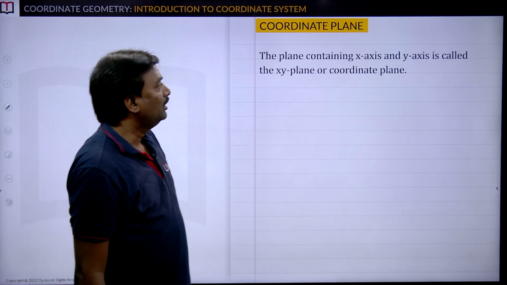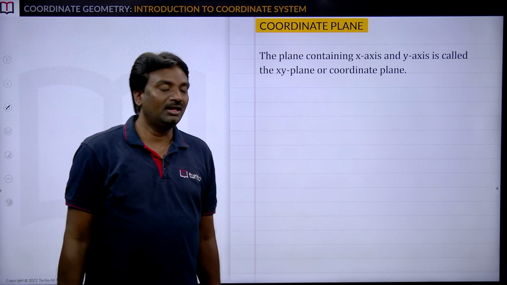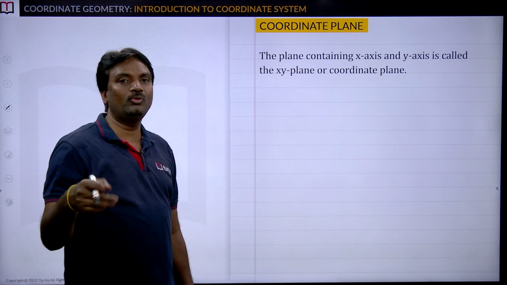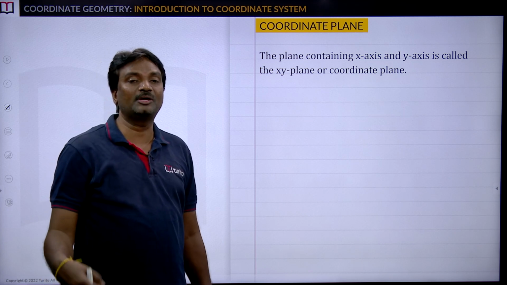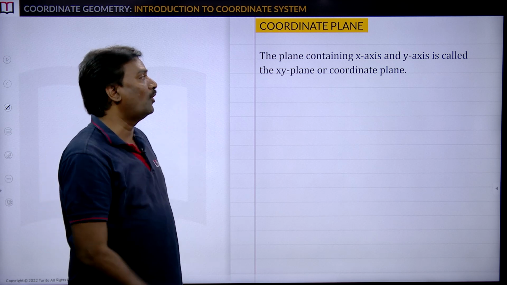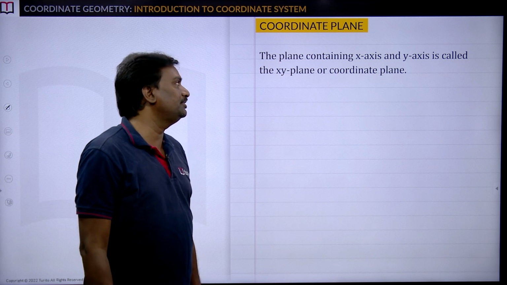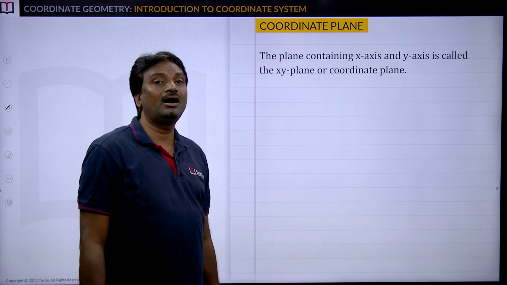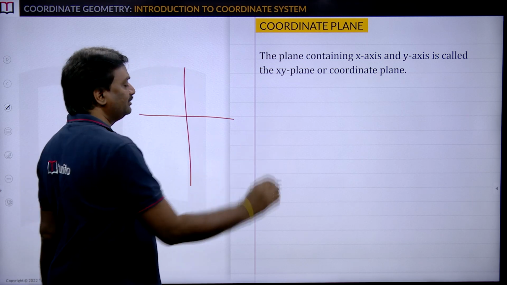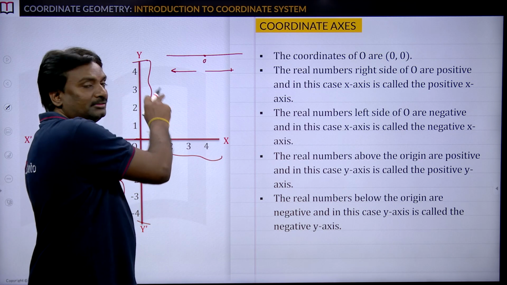Next, the coordinate plane. How can we say one plane is a coordinate plane? This board is a plane, a white paper is a plane, a blackboard is a plane, a mobile screen is a plane, a laptop screen is a plane. So how can we say that a plane is a coordinate plane? The plane containing the x-axis and y-axis is called the xy plane or coordinate plane. We have taken two perpendicular lines like this, so this is a coordinate plane.